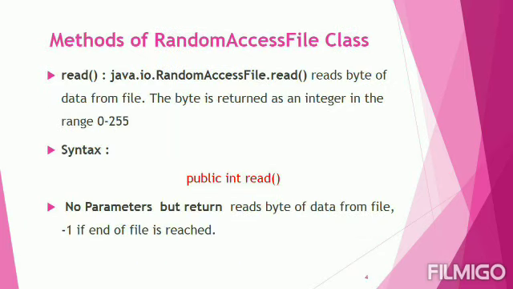The methods of the random access file class: by using the read method, you can read a byte of data from the file. It returns an integer byte in the range of 0 to 255. The syntax for it is public int read. It does not take any parameter, but it reads a byte of data from the file, and if it reaches the end of the file, it returns -1.